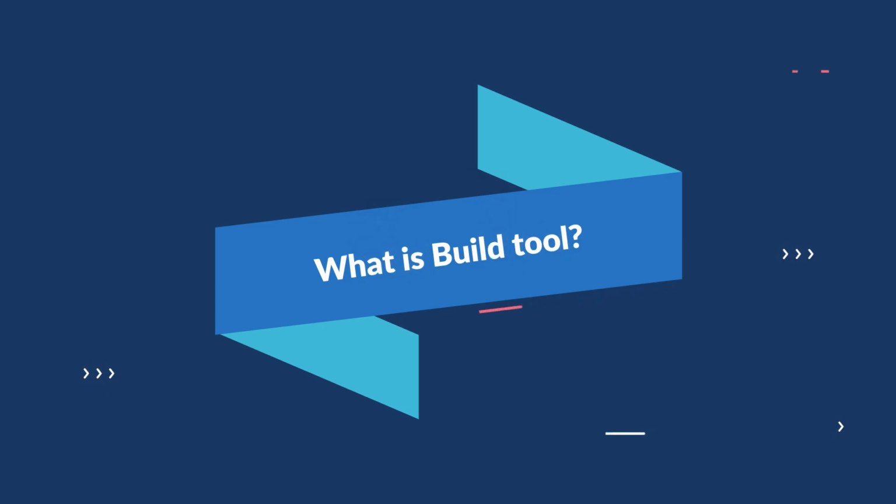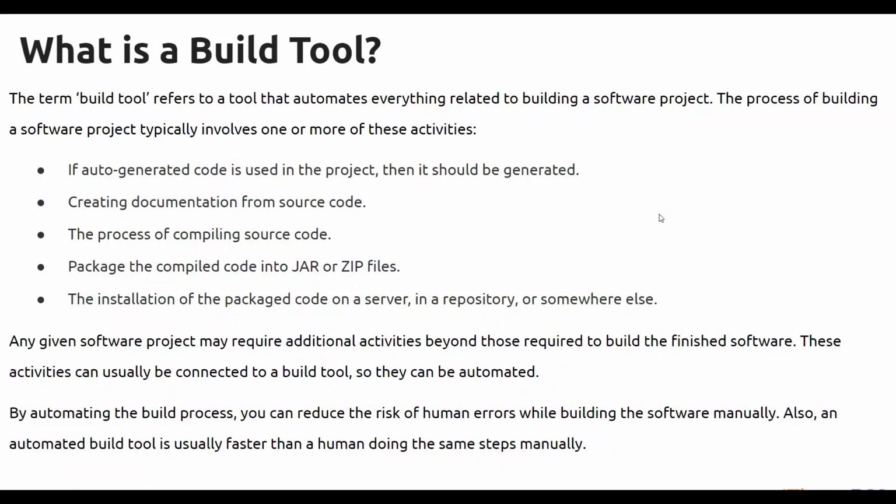So first, let's understand what a build tool is. The term build tool refers to a tool that automates everything related to building software. When you're building software, what is required is basically the jar files. You may also need auto-generated code. You will need installation to pack code on a server. You also need documentation for the source code. So you'll have these different types of requirements.